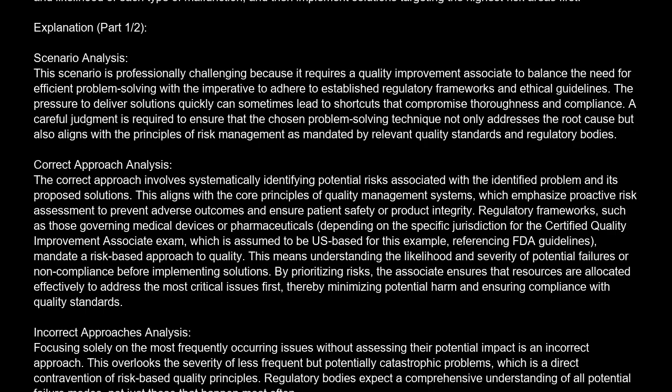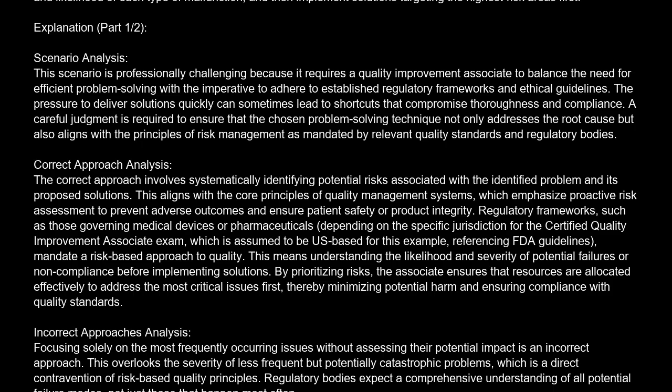The correct answer is C. Prioritize addressing the component issues based on a thorough risk assessment that evaluates the potential severity and likelihood of each type of malfunction, and then implement solutions targeting the highest risk areas first.